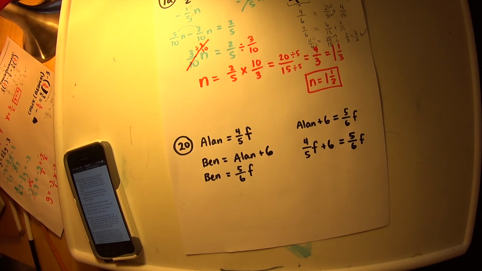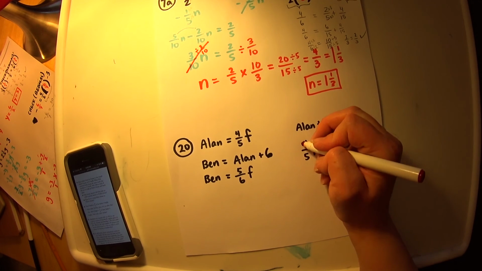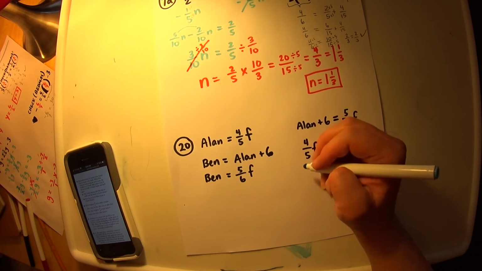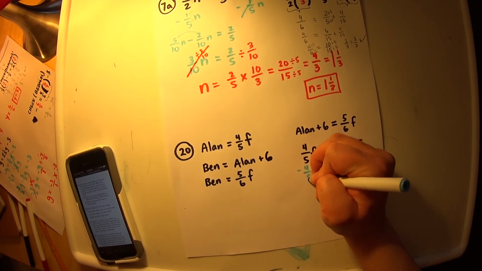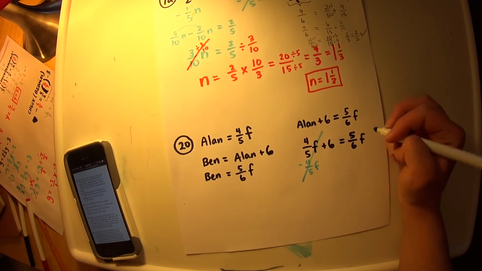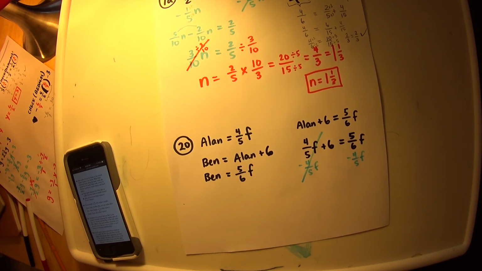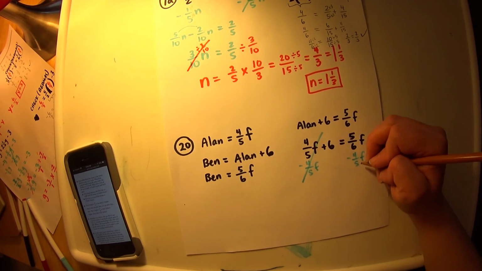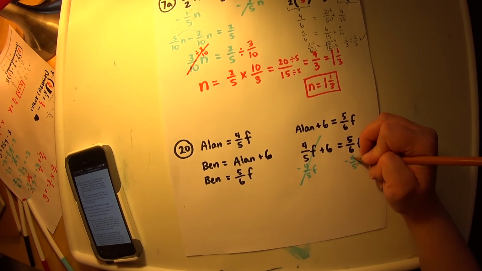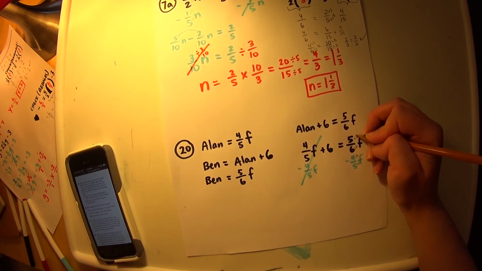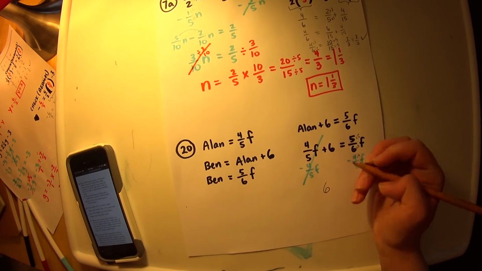Now we just have to do the same steps we've been practicing. So let's move these variable terms to the same side. So minus 4/5 F gone, minus 4/5 F's. Don't have common denominators at the moment, but I can make common denominators. Times 6, times 6, times 5, times 5. That'll do it.